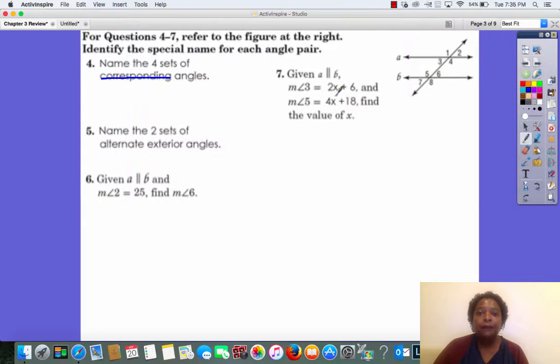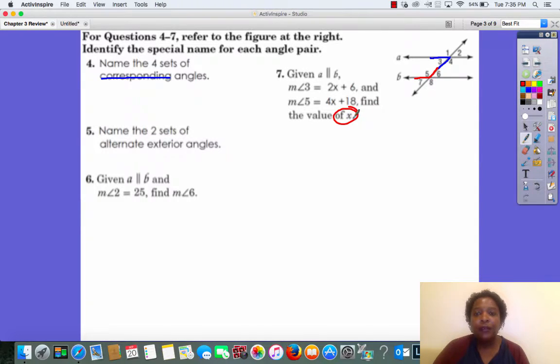Number 7. A and B are parallel to each other. Angle 3, let's trace that, is 2x plus 6. And angle 5 is 4x plus 18. Find the value of x.